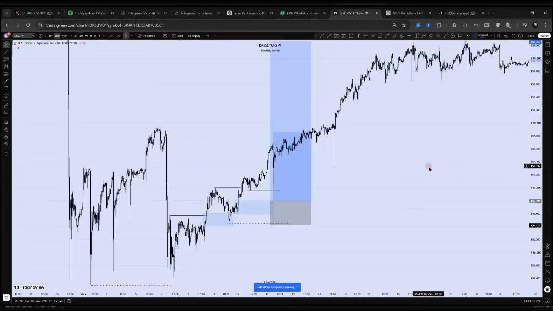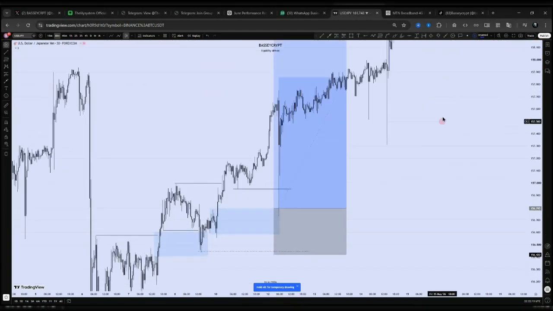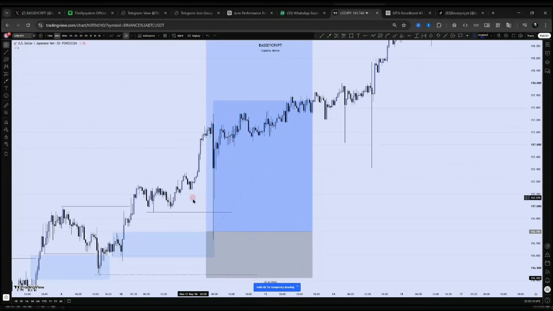Okay, on the higher time frame, what do you see? What happened? Okay, see that price gives a liquidity sweep here. It's a liquidity sweep, right? Okay, good. This is a liquidity sweep. Remember, this is a liquidity sweep.